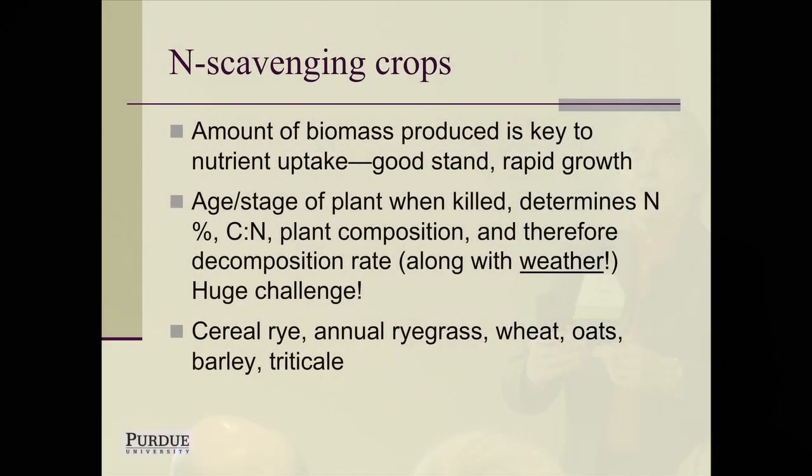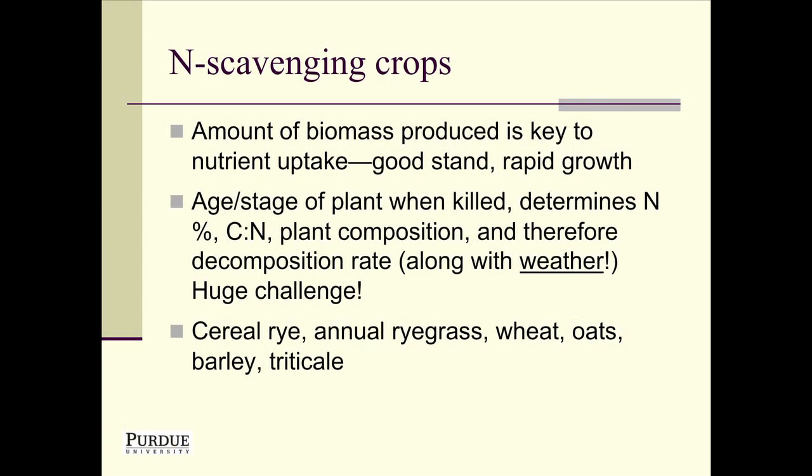Okay, I'm going to talk just a little bit about those nitrogen scavenging crops. The question is, well, how much do they scavenge? And then how much do they give back and when? Okay, well, how much they scavenge depends on, first of all, how much is there to be scavenged. Okay, if there's very low nitrogen in the soil, they're not going to scavenge much. But the amount of biomass produced is key to that nutrient uptake. Okay, so you have to get a decent stand and you have to have relatively rapid growth for them to be able to scavenge. Now, how much is released and when is it released?